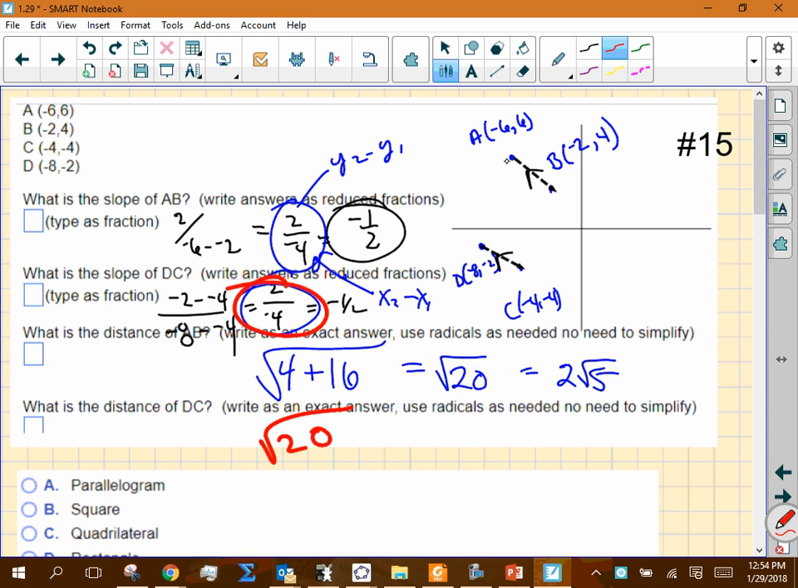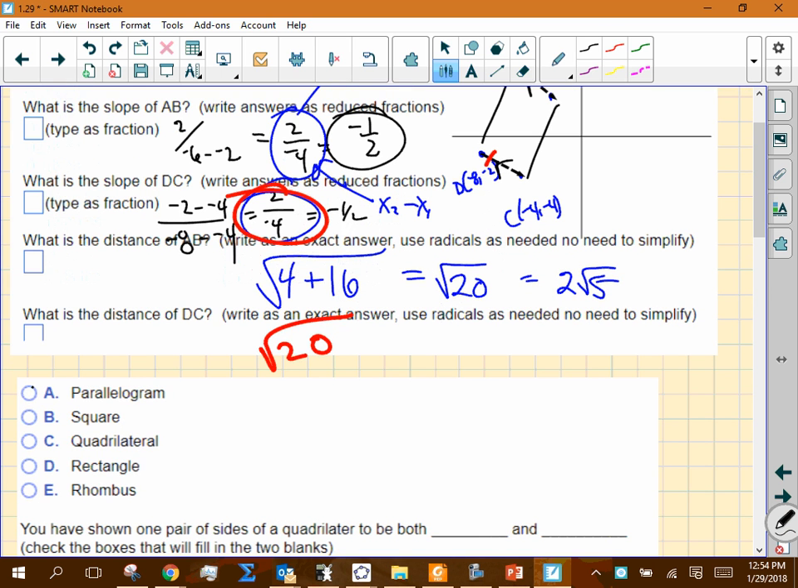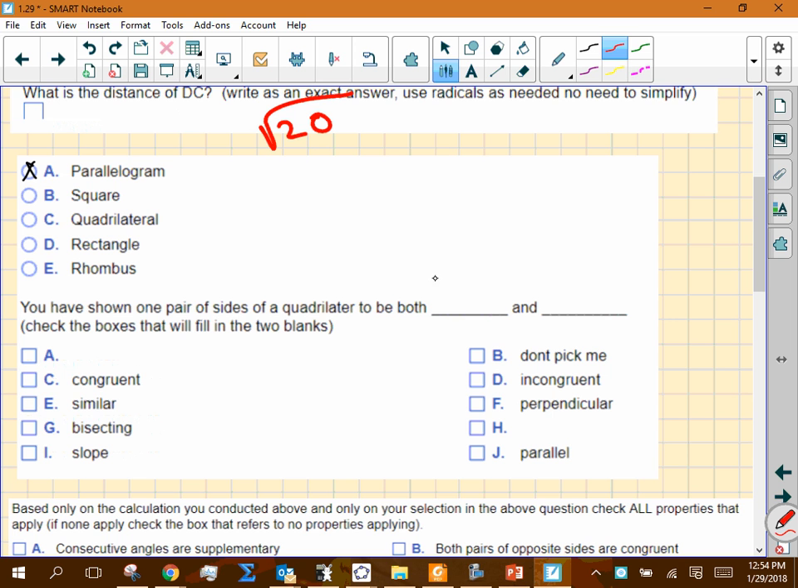So we have shown that that side, that dotted line, is parallel to that dotted line, but we've also shown that they're congruent. Did I use anything about those two lines? No. Okay. So we have shown that this thing is indeed a parallelogram. But why is it a parallelogram? Because down here you have shown that one pair of sides of a quadrilateral to be both parallel and congruent. Those are the boxes you need to check off.